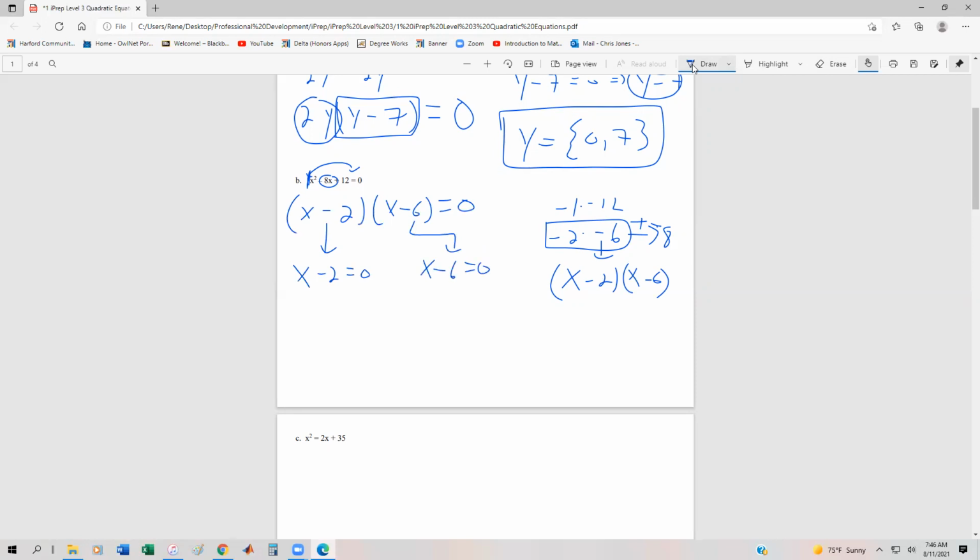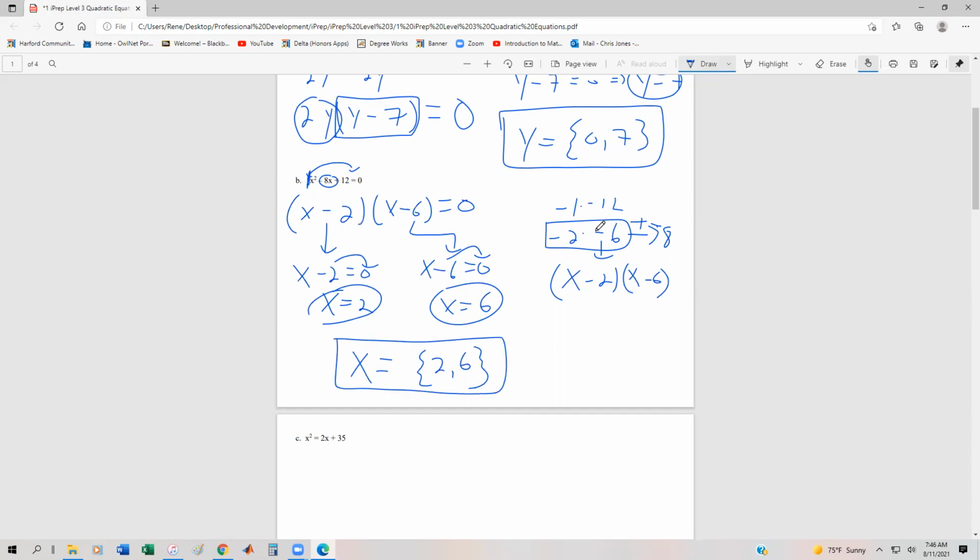One solution is obtained by adding 2, the other one obtained by adding 6 to both sides. So we're going to get x equals 2, and we're going to get x equals 6. And our solution set is going to be x equals the set 2, 6.